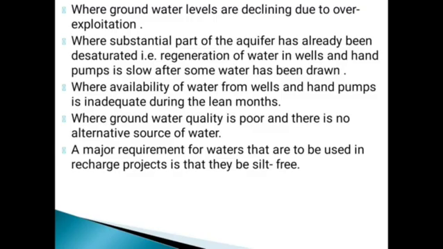Where groundwater levels have declined due to overexploitation, where a substantial part of the aquifer has already been desaturated, that is, regeneration of water in wells and hand pumps is low after some water has been drawn. Where availability of water from wells and hand pumps is inadequate during the lean months. Where groundwater quality is poor and there is no alternative source of water. A major requirement is that the water to be used in a recharge project has to be silt free.